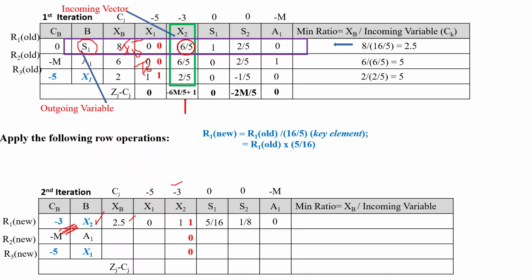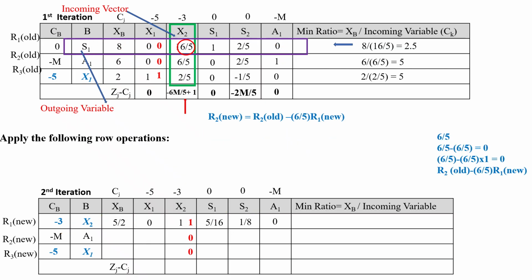Next, 0 divided by 16 by 5 is 0. Next, 16 by 5 into 5 by 16 is 1. Next, 1 into 5 by 16 is 5 by 16. Next, 2 by 5 into 5 by 16, which is 1 by 8. Next, 0 into 5 by 16 is 0.